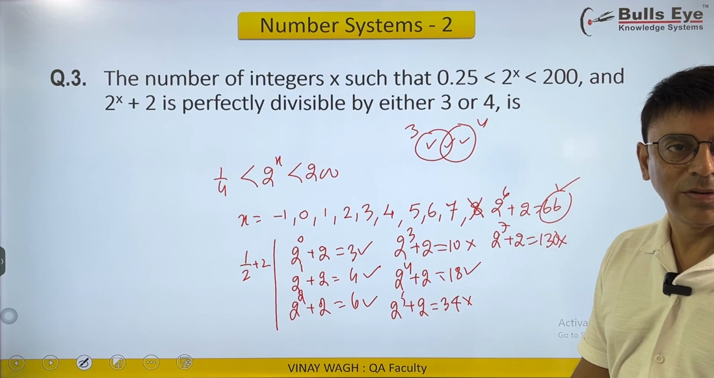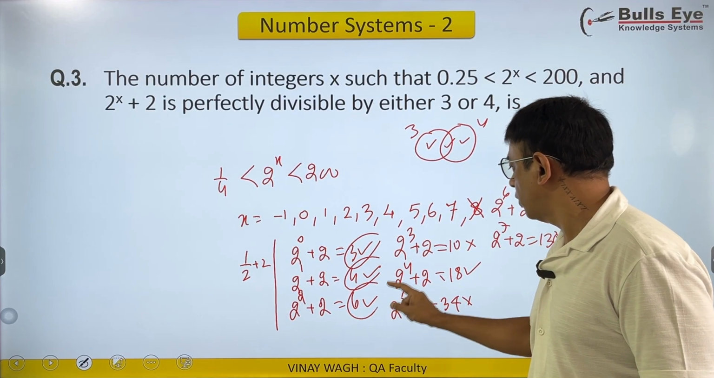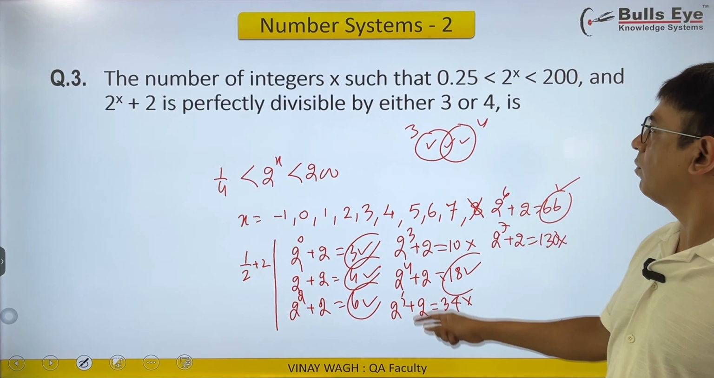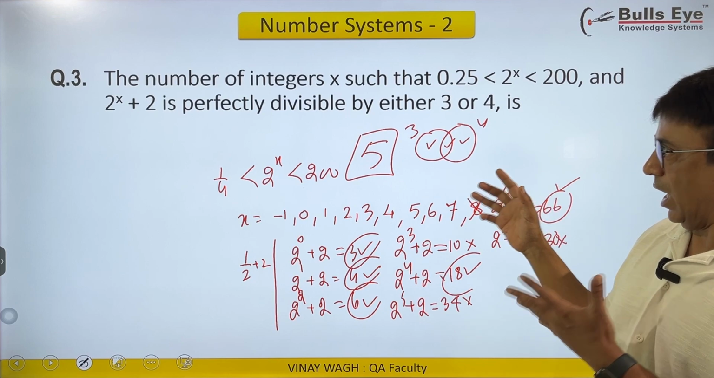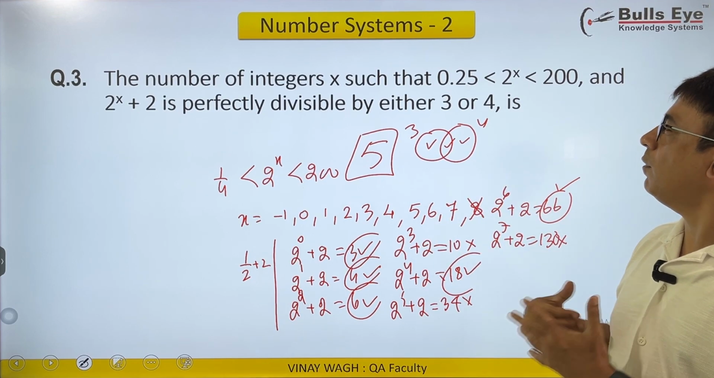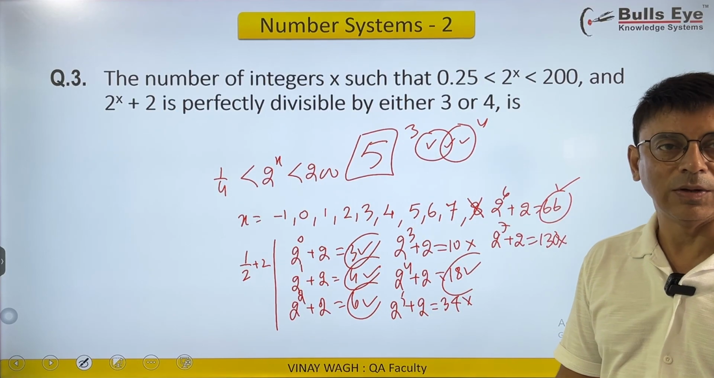2 raised to 8 is beyond the reach. So the numbers that we have: this is 1, this is 2, this is 3, this is 4 and this is 5. So there are 5 such numbers as per the requisites the question presented, perfectly divisible by 3 or by 4, and that's your answer. The quantity is 5.